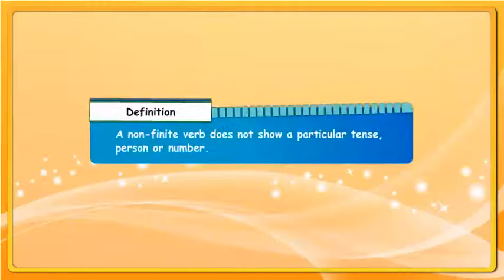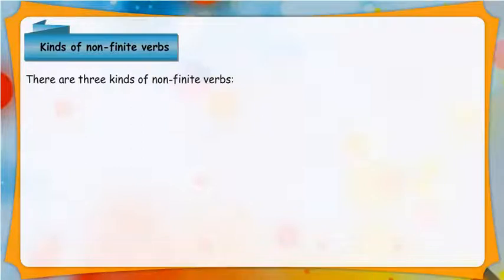Chapter 13. Non-finite verbs. Definition. A non-finite verb does not show a particular tense, person, or number. Kinds of non-finite verbs. There are three kinds of non-finite verbs: infinitives, participles, gerunds.